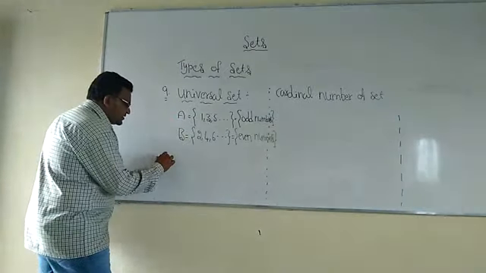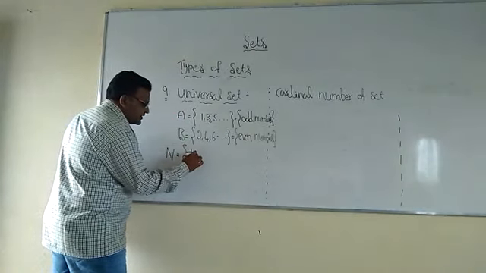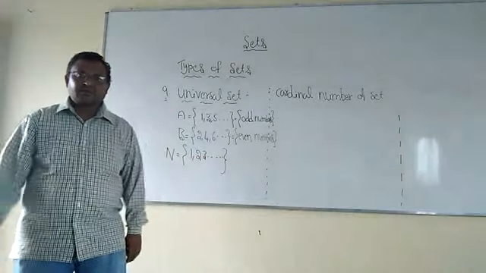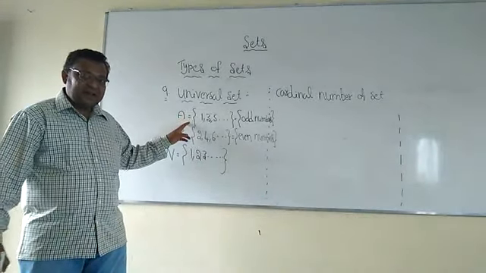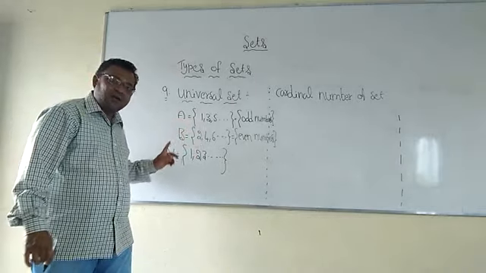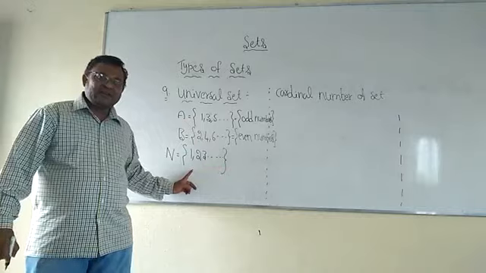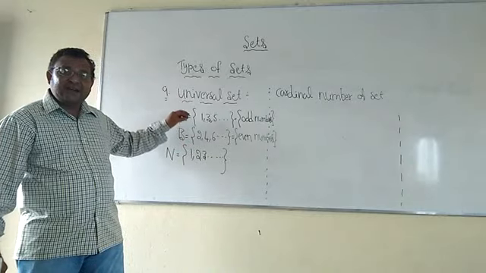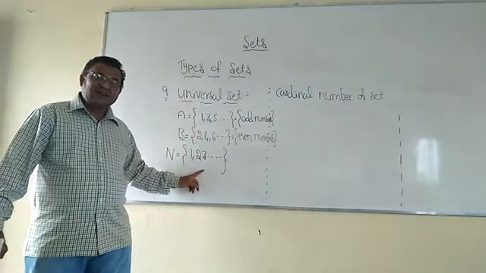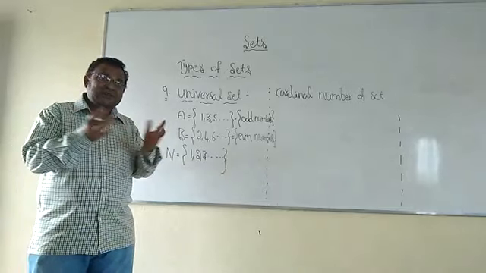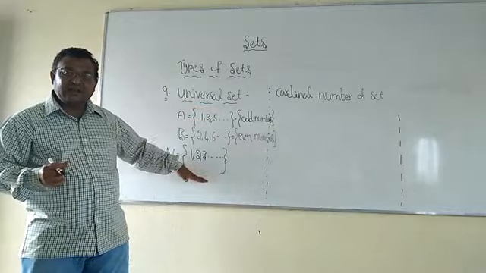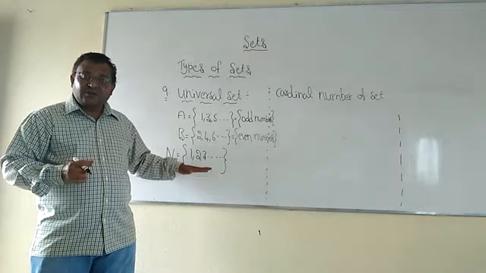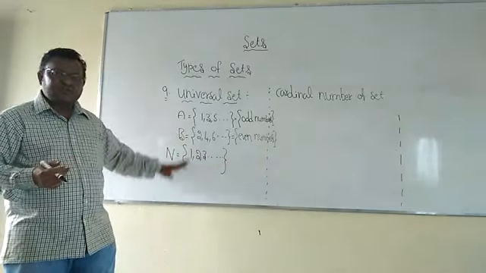Now one more set I will write. Observe, N is a set of natural numbers. What are the elements in A and also what are the elements in B? All the elements will be in this natural number set. A set which contains all the elements of the given sets is called a universal set, a bigger set. So what are the elements in A? Will be here. What are the elements in B? Will be here. That's why this is called a universal set.